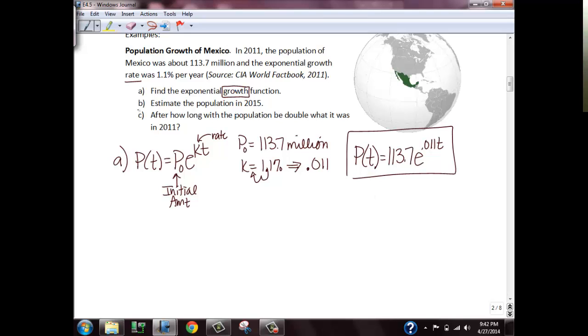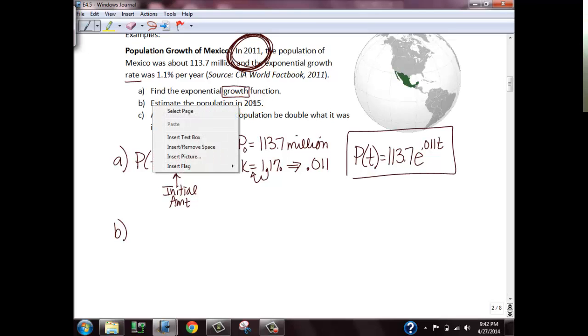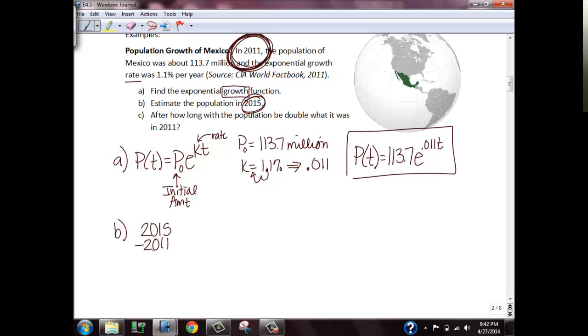Okay, so let's go ahead and see the second one, part B, which says estimate the population in 2015. If you notice, in our original problem, it says in 2011. So our starting point, or our point of reference here, is 2011, and they're asking me about 2015. If I'm looking for 2015, I need to know what time I'm plugging into my function. How much time has passed? All I have to do is the year 2015 minus the year 2011, which is a difference of 4 years. This is the time that I'm plugging into the function I found in part A. So I want to know the population at time equals 4.